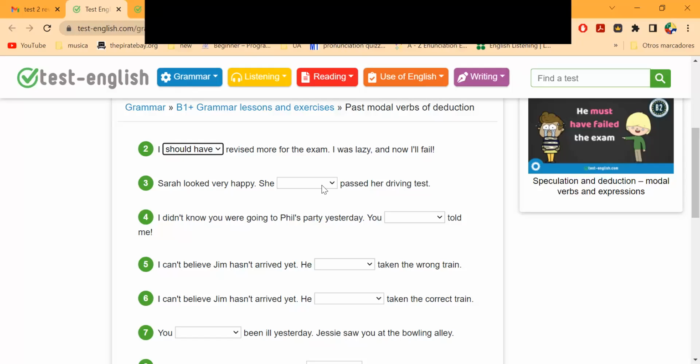Sarah looked very happy. Past. Must have. Oh, yes, you are associating the must with this. Tenemos aquí una certainty de nuestra especulación. And remember that strong speculation, when you think that something was true in the past, is with must have. Very good. I didn't know you were going to Phil's party yesterday.